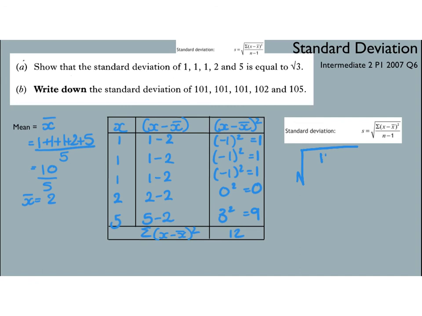Okay, 1, 2, 3, 4, 5 numbers. 5 take away 1 makes 4 there. Now this one I can work out. 12 divided by 4 makes 3, and that was the answer that we were looking for there. Okay, remember the answer to part B, the standard deviation for that one was also √3, because these numbers are just the list above with 100 added on, so they're both spread out in the same way.